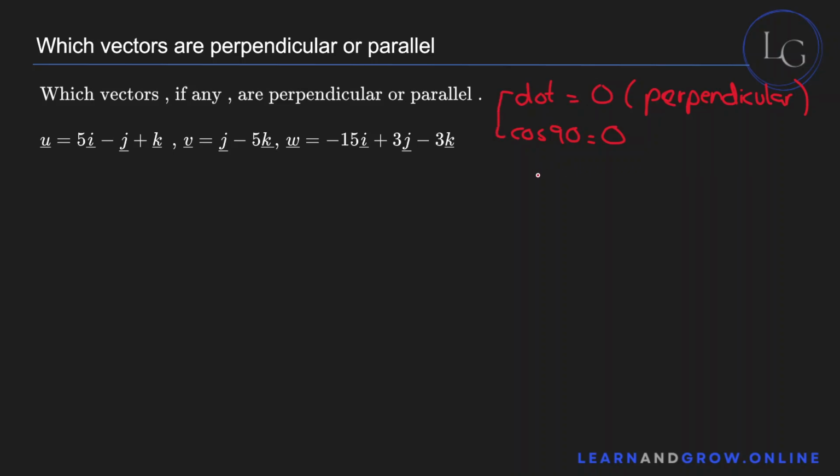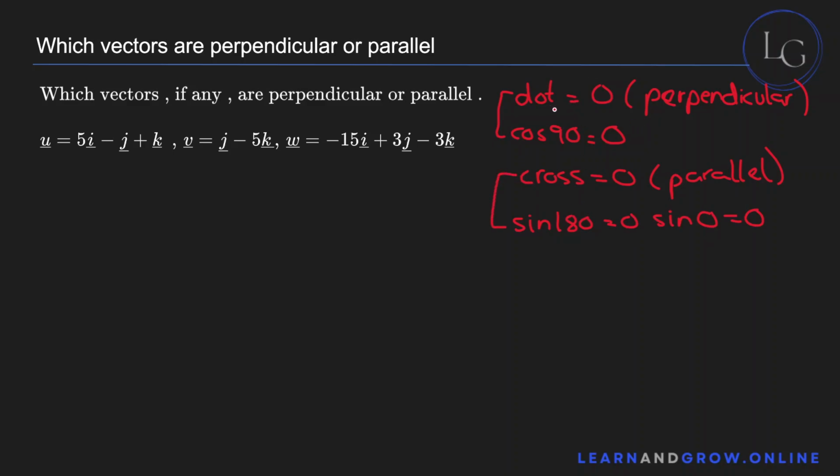Now, to find if the two vectors are parallel, you take the cross product. And if the cross product is equal to 0, that means that the two vectors are parallel, right? And again, the reason for that is because in parallel vectors, the angle between the two vectors is either 0 or 180, and you know that sine 180 is equal to 0 and sine 0 is also equal to 0, right?